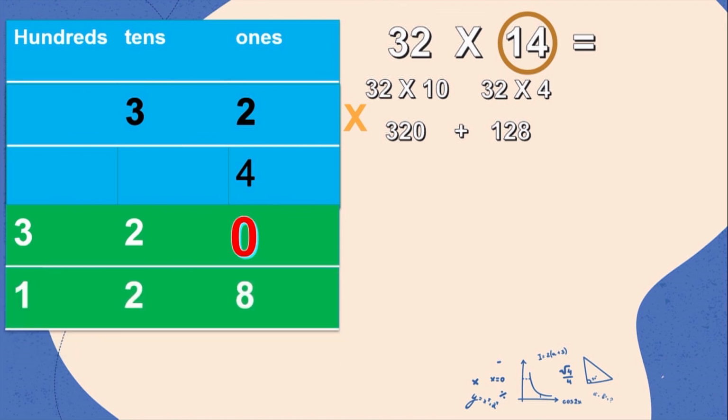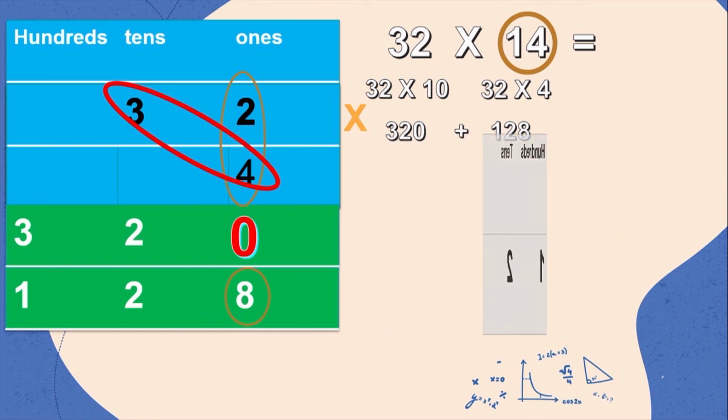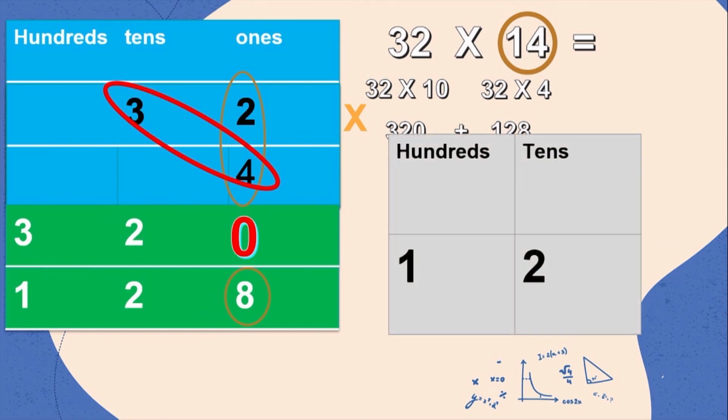So we get 2 multiplied by 4 is 8. Let's look at that. And then we have 3 multiplied by 4. That gives us 12. Tell me about that 12. Yes, that 12 is made up of 2 tens and 1 hundred. So do we put that 12 in the tens column? No, we don't do that. We put the 2 in the tens column, and the 1 goes in the hundreds column because there's nothing more to multiply.